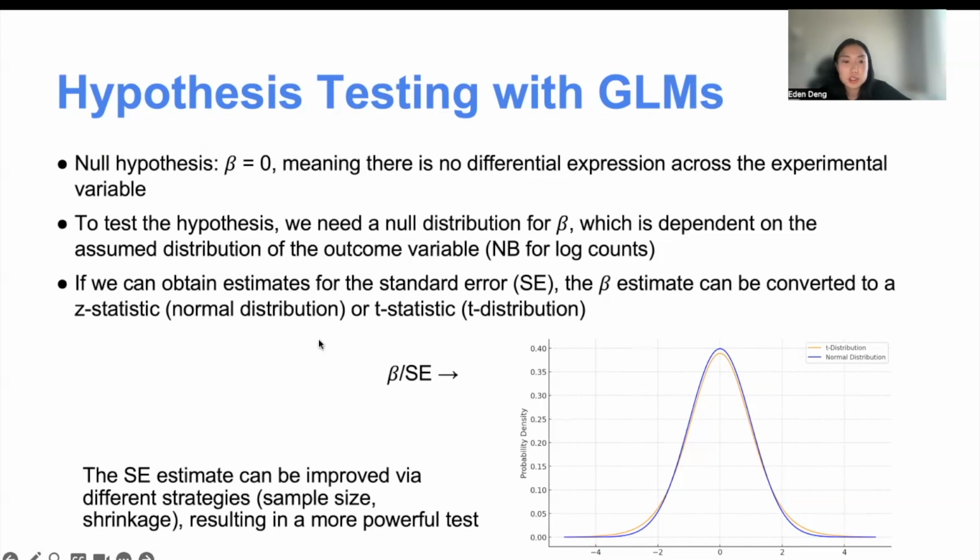And we would expect these statistics to follow the standard normal distribution if it's a z-score, or the t-distribution if it's a t-score. And something you'll notice about these statistics is that they're inversely related to the standard error. So basically, if we're able to decrease our standard error estimate, either by increasing the sample size or applying some shrinkage methods, which is what a lot of different software for differential gene expression will do, that will result in a more powerful test, which means we'll be more likely to detect a true effect.